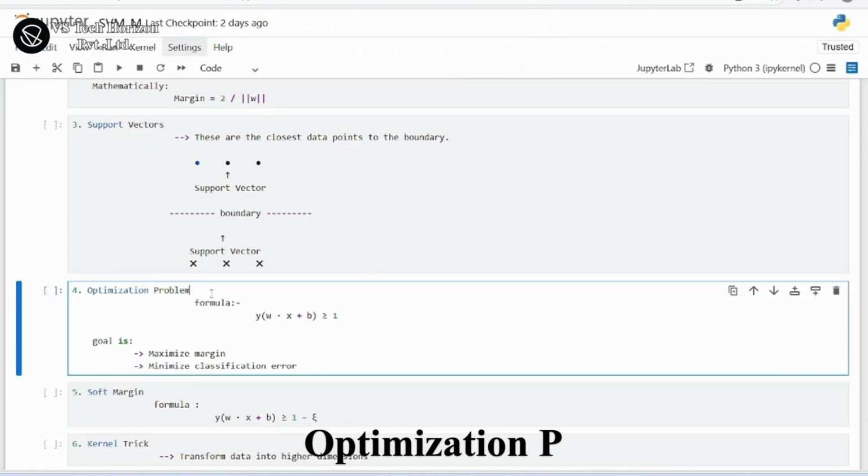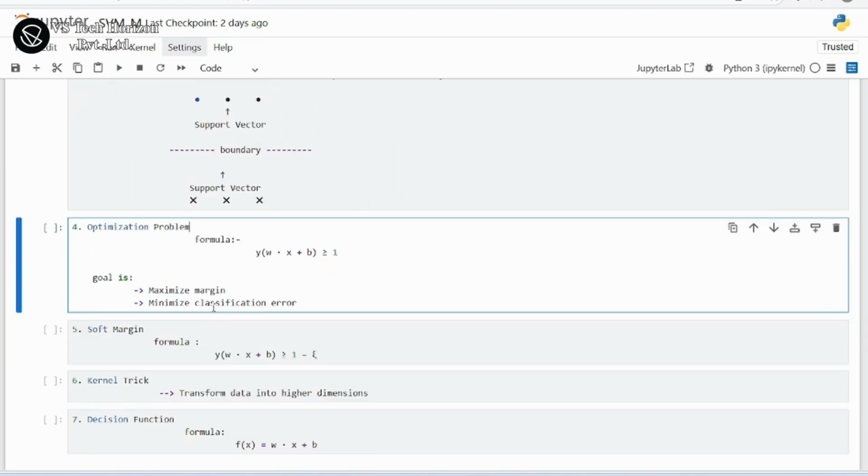Next is optimization problem. In this, the formula says y multiplied by w dot x plus b is greater than or equal to 1, and the main goal is to maximize margin and minimize classification error, and this ensures that the correctly classified points lie outside the margin.